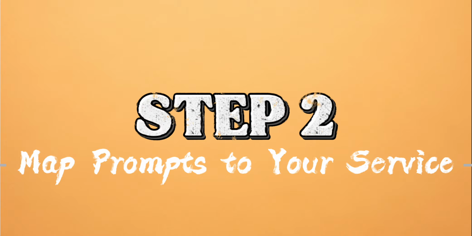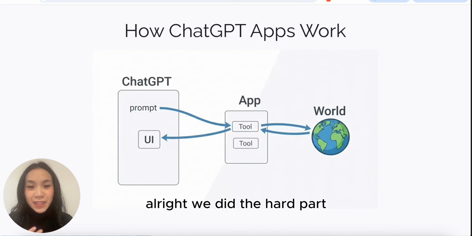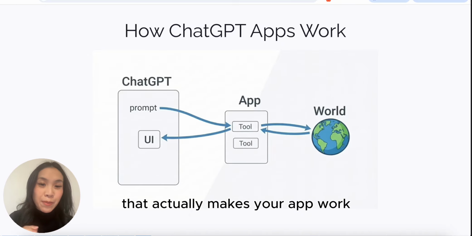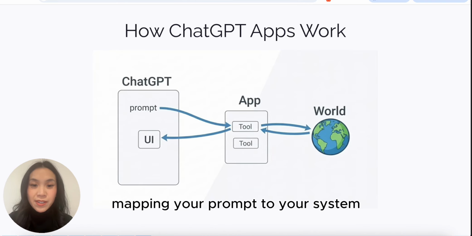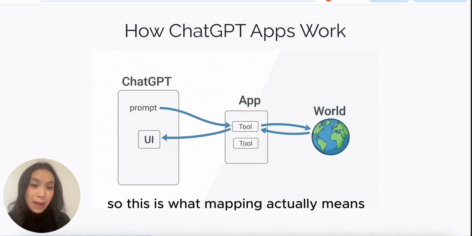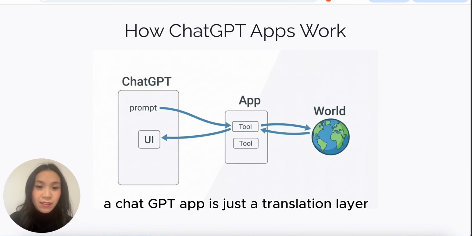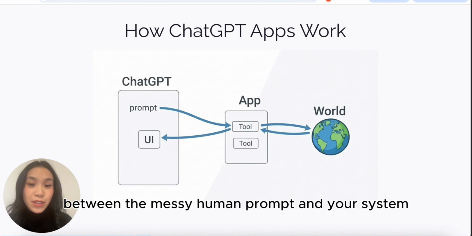Alright, we did the hard part, we picked the prompts. Now we're going to the part that actually makes your app work, mapping your prompt to your system. So this is what mapping actually means. A ChatGPT app is just a translation layer between the messy human prompt and your system.